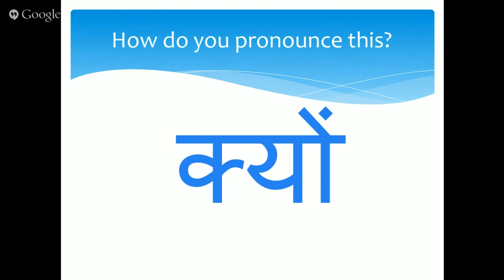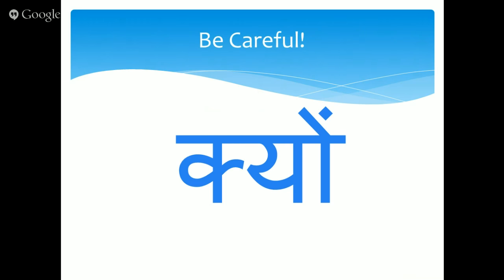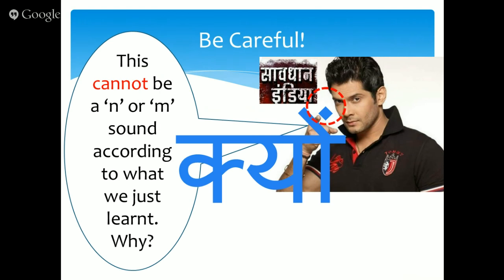And so now we ask the question, how do you pronounce this? Be careful. Savdhan raho. Mr. Savdhan India says that this cannot be an N or an M. Why can't this be an N or an M? We just learned about the dot representing N or M, and he's saying it's not. And I don't know. Something's fishy. Maybe we need to call Chicken Little back.